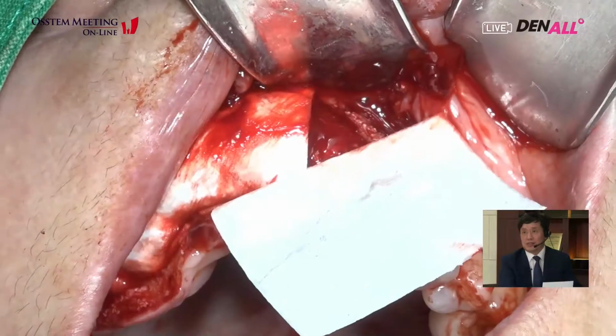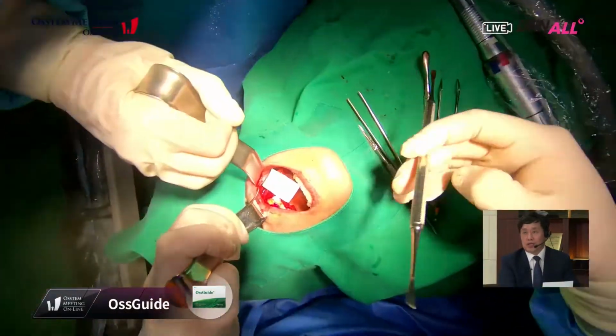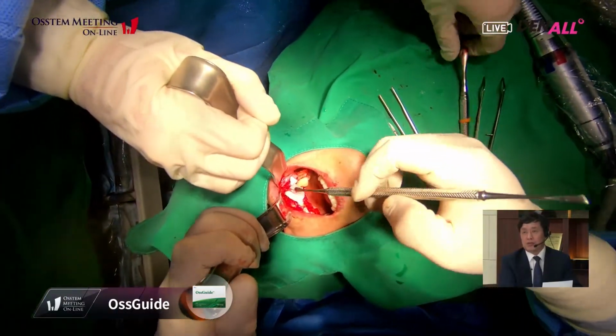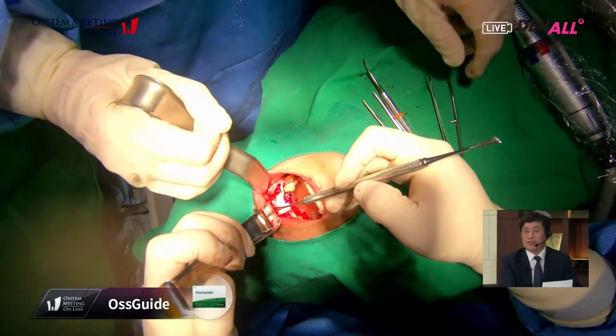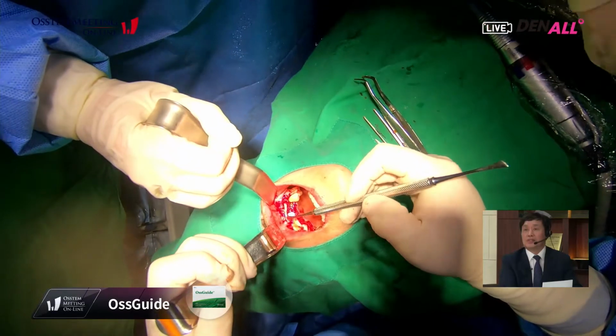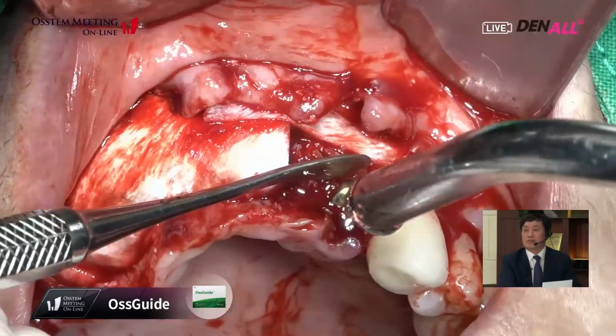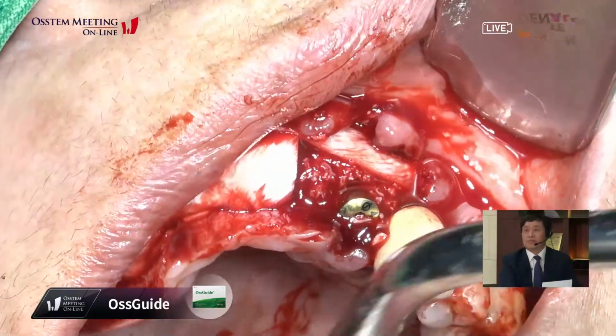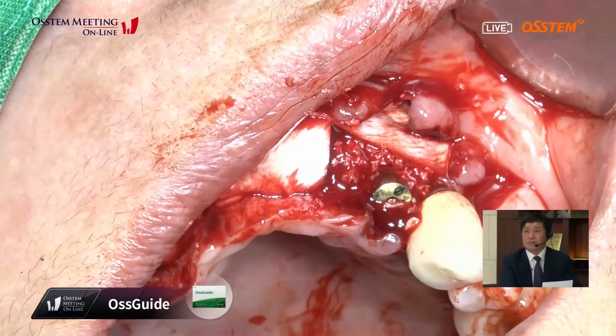You can see this is another OSSguide collagen membrane for the protection of the soft tissue. Okay. Yeah, membrane coverage was done. And then now I will close the flap.